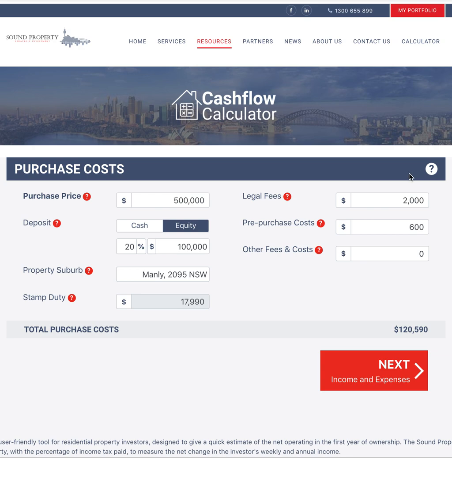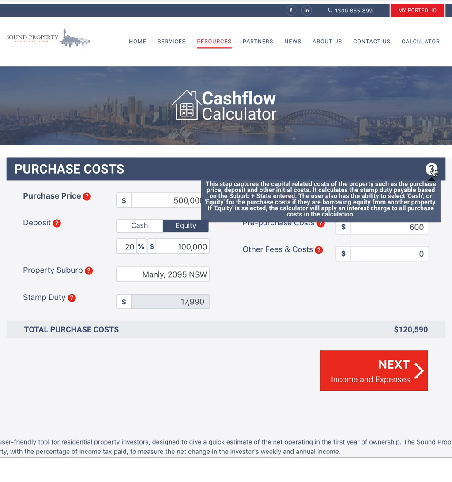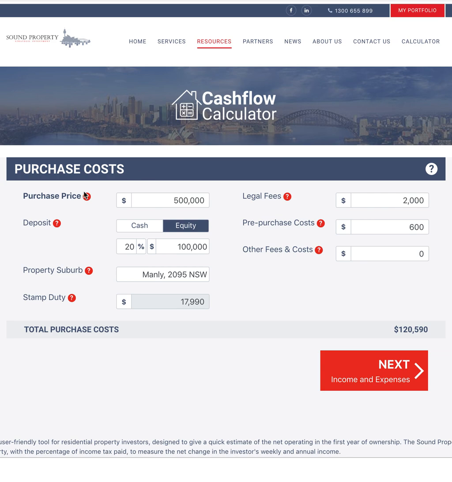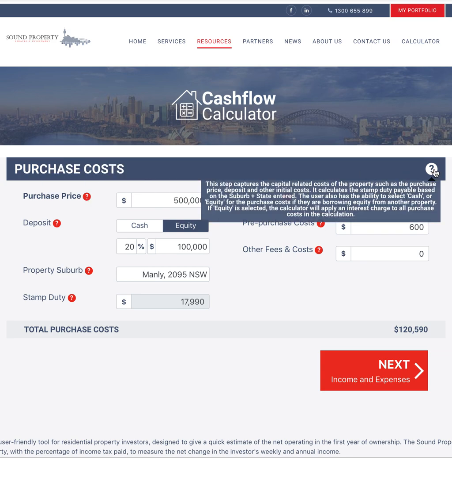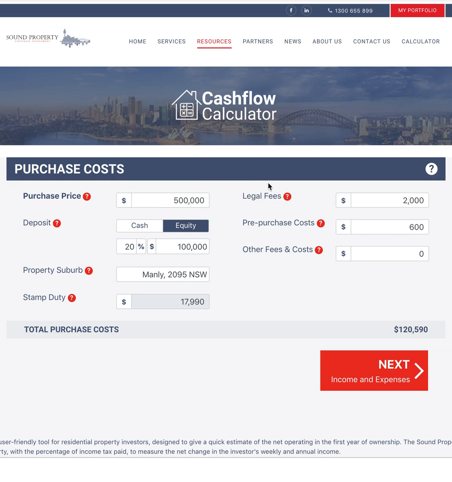If a user needs help throughout the calculator, they simply need to hover over the help fields marked by the question marks to get help on either the line items or the different steps. So we're going to go ahead and put in an example property and work through the different features and functions of the calculator. So I put in an example here of a property worth $500,000.